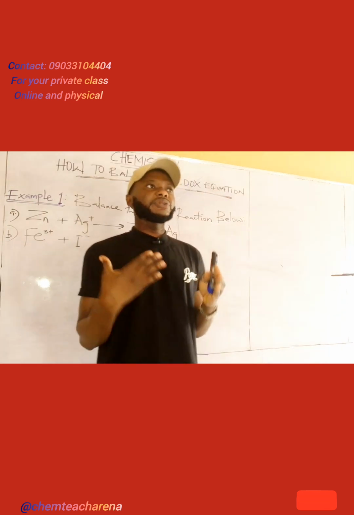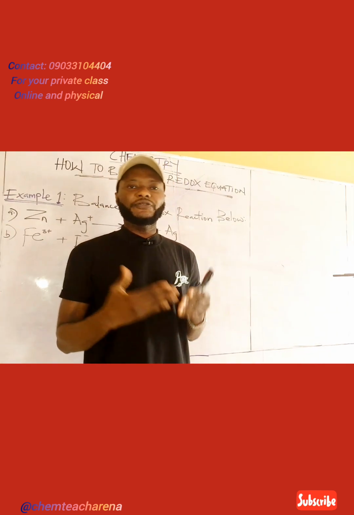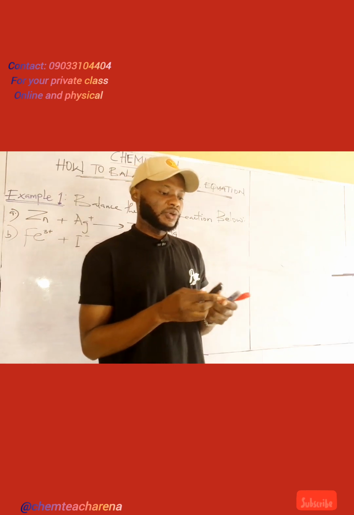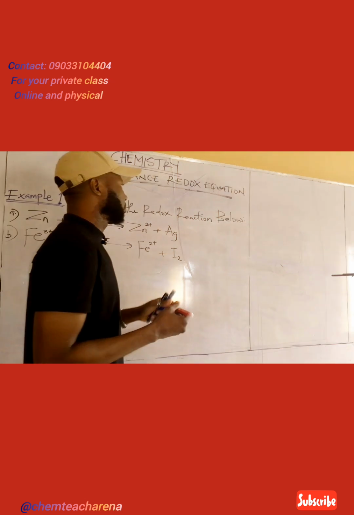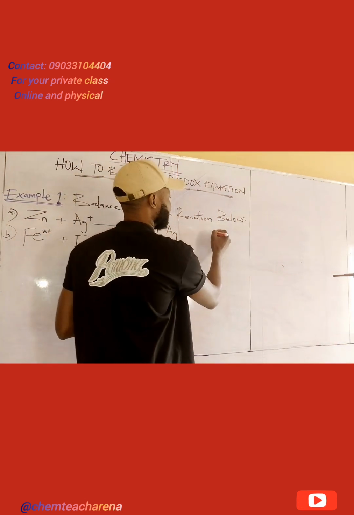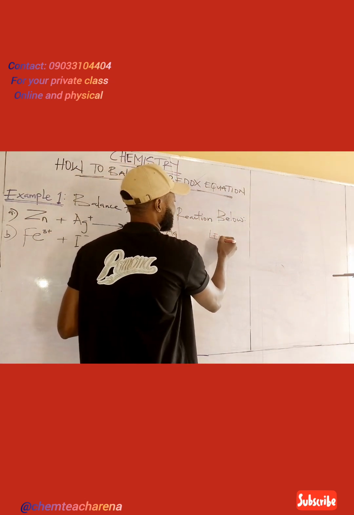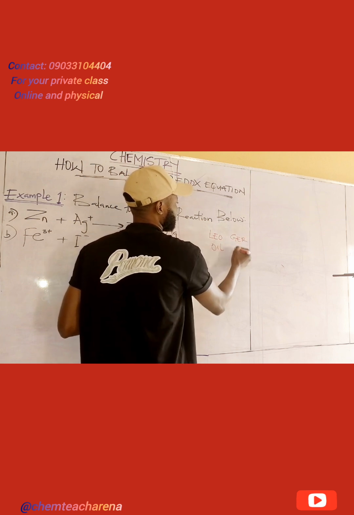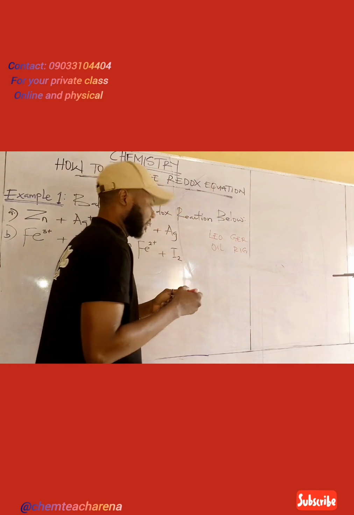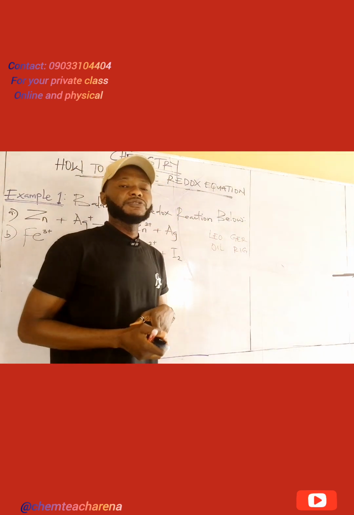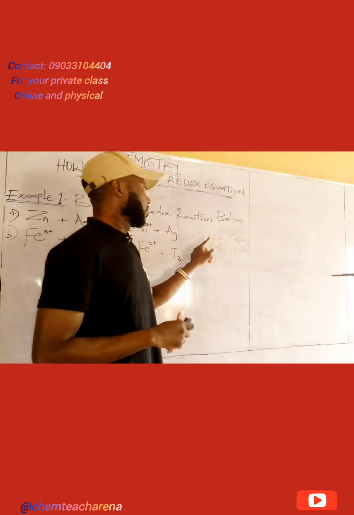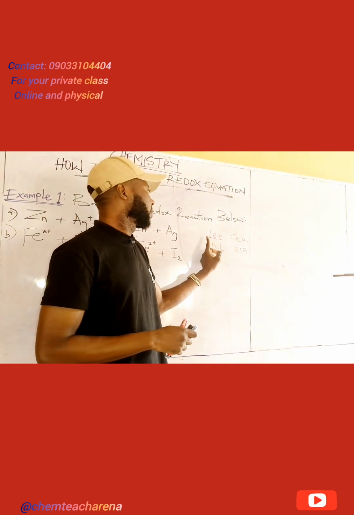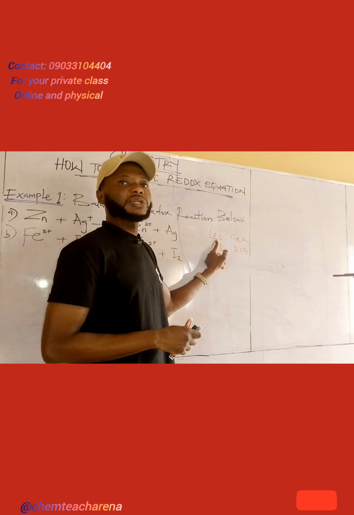What is reduction? Reduction reaction is the gain of electron, while oxidation is the loss of electron. So you can use this popular acronym: we have LEO the lion says GER, and we have OIL RIG. Any of these can help you to remember the definition of oxidation and reduction. LEO is the lion, OIL RIG. The LEO is loss of electron is oxidation.